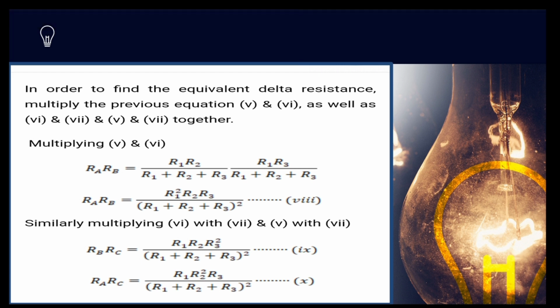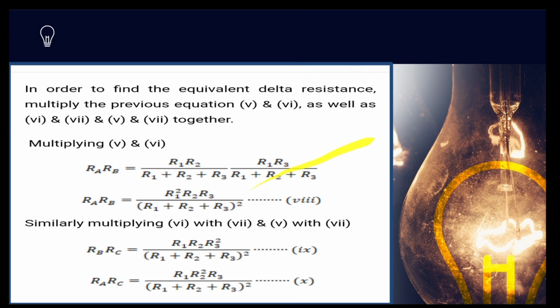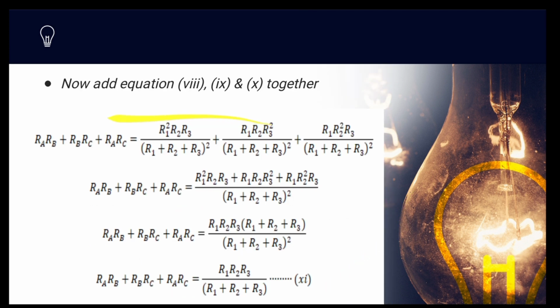Okay, now to get the star into delta network, add the equations 6, 7, 8 together. Let us consider this is equation 8, this is equation 9, this is equation 10. Now by adding these three equations, RA RB plus RB RC plus RA RC equals R1 square R2 R3 divided by R1 plus R2 plus R3 whole square, similarly R1 R2 R3 square divided by R1 plus R2 plus R3 whole square, and R1 R2 square R3 divided by R1 plus R2 plus R3 whole square.